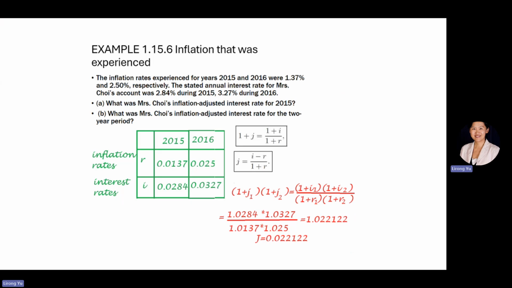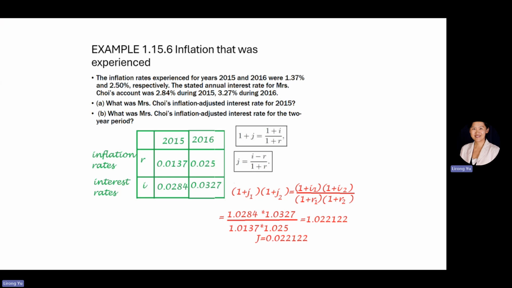Right. So these are the solution for part B. Part B, the question says, what's Mrs. Choi's inflation adjusted rate for the 2-year period? So this question means we have to have information for both years. We have to find the combined interest rate and the combined inflation rate. So what I did, you see, in this case, we will have to apply the first formula instead of the second formula because we want to combine the interest rate.